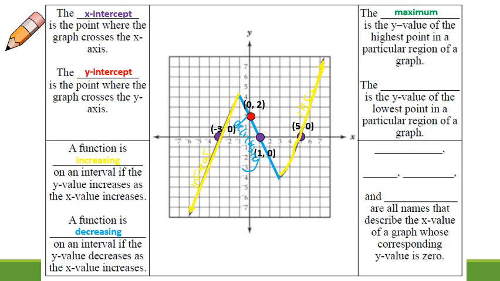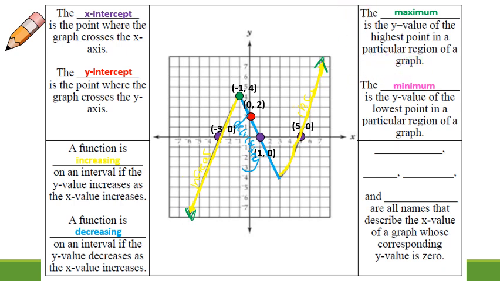Okay, on your sheet it said the relative minimums and maximums. So the maximum is the y value of the highest point in a particular region of a graph. A relative maximum, or another word you would hear is local maximum. So my relative maximum here, so the highest point that we can actually see, would be (-1, 4). Remember, these graphs do continue. That's why they have arrows. But relatively speaking, in this particular region, my maximum would be (-1, 4).